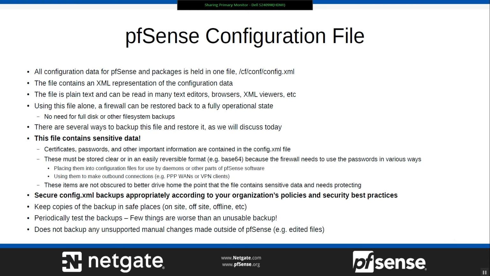Things like certificates and passwords and other important information are in that file, and they have to be stored in a reversible format. So there are some things that you may not be able to read directly, but it's a simple base64 encoding where you can reverse it easily, because the firewall needs to be able to use those passwords and certificates and keys in various places. Like for the web server, for the GUI, it needs a certificate. For your OpenVPN stuff, it needs these. For making outbound PPPoE or VPN clients or DynDNS, things like that. It has to be able to read those passwords, and doing any kind of obfuscation on them is just going to do people a disservice.